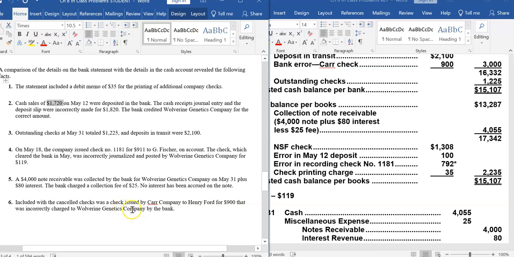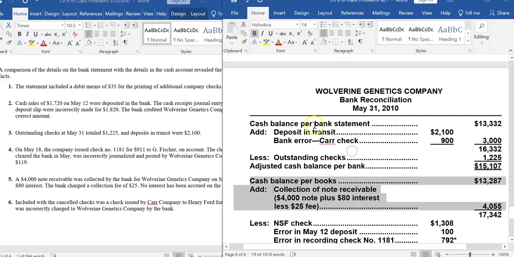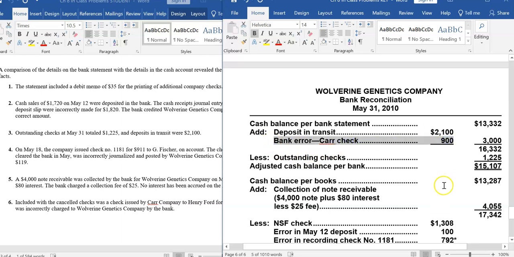So this error is on the bank side and it has not been corrected by the bank. Once the bank is informed of this, they will correct the error. We need to be on the bank side of the reconciliation since the bank has not recorded it. And that error needs to be added back in the amount of $900 to the bank balance.